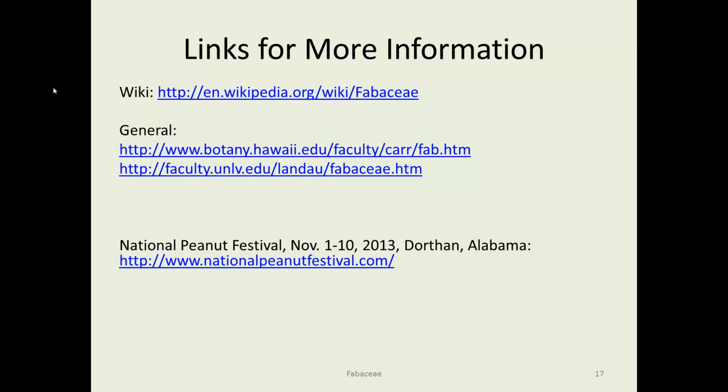Okay, for more information, if you're interested in generalities, there you are with the Wiki and Hawaii and another one at University of Las Vegas websites. And then additionally, there's a peanut festival in Dothan, Alabama every year. It's the first 2 weeks of November this year. That concludes the Fabaceae.